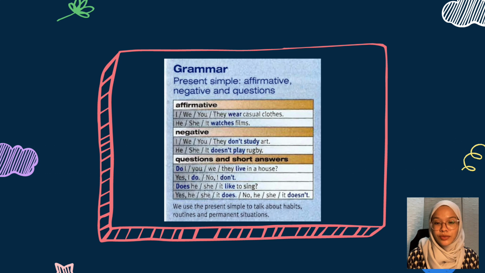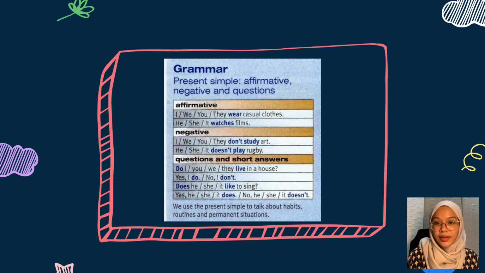Okay, we use do and does to make questions with the present simple. We use does for the third person singular, she, he, it, and do for the others. For example, do I live in a house? Do you live in a house? Do we live in a house? Do they live in a house?